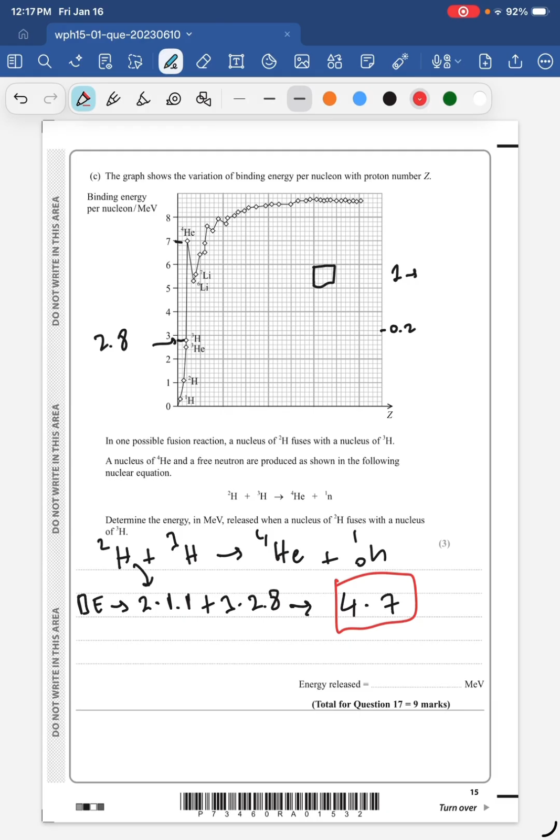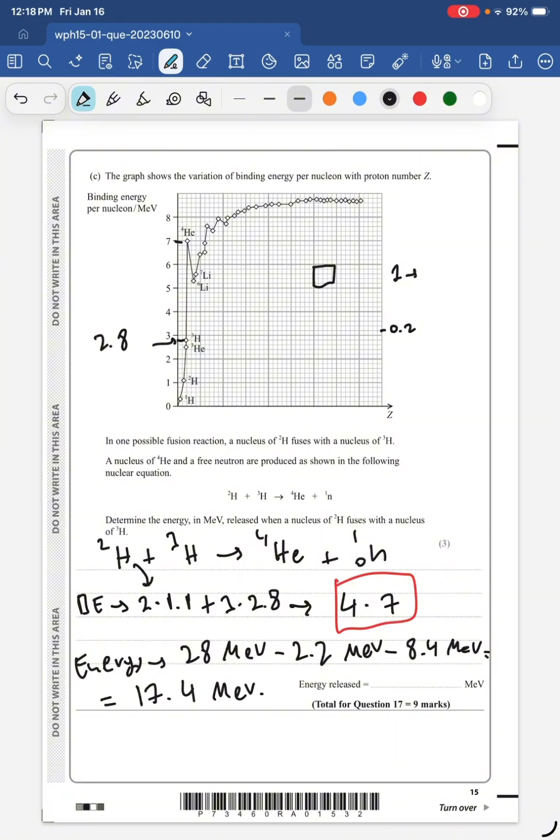So the energy, let's call it energy released. Okay, so the energy released is going to be 28 MeVs from helium-4 minus 2.2 MeVs from hydrogen-2 minus 8.4 from tritium. So the released energy is 17.4 MeVs.